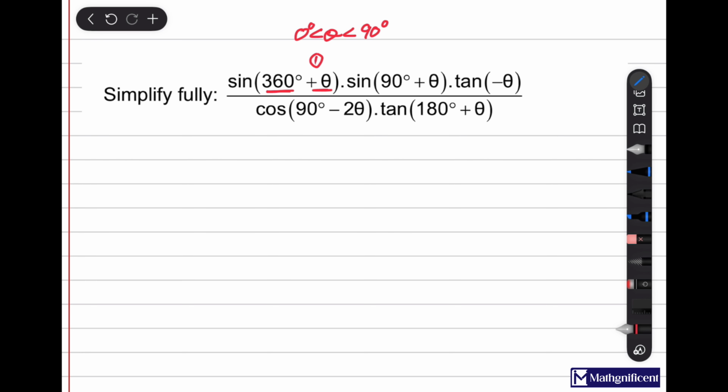So now this is what you're going to write. We are going to write sine theta, then multiplied by sine of 90 degrees plus theta. So 90 degrees plus theta, where are we? We know that we are on the second quadrant. So now how is sine on the second quadrant? Sine is positive on the second quadrant.